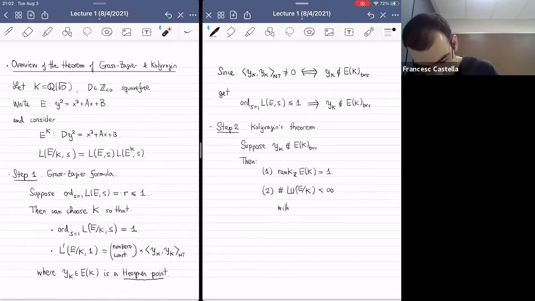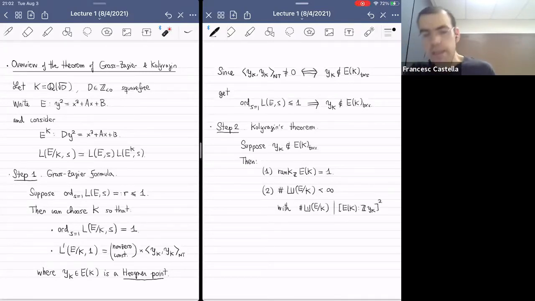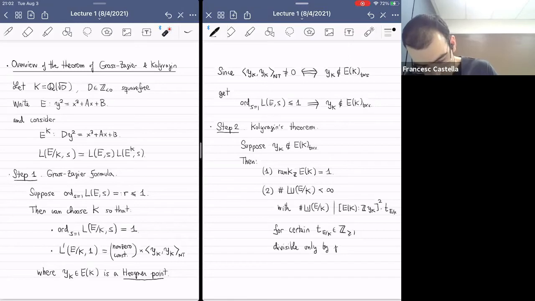With the order dividing the index of the Heegner point by the square of the index, times some integer whose support is well understood. So for a certain integer divisible only by primes in a certain finite set.